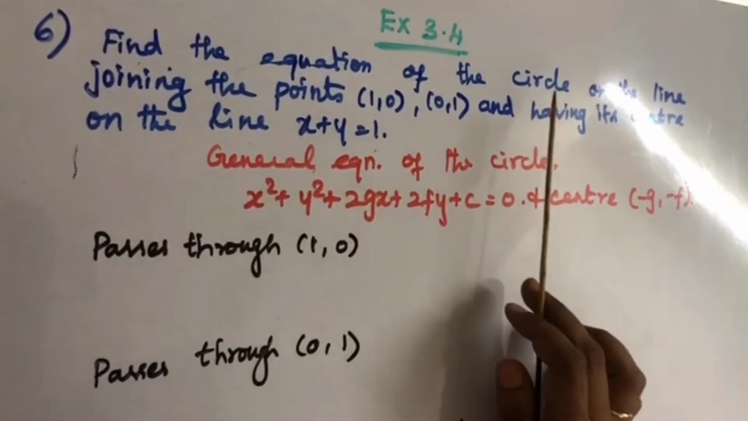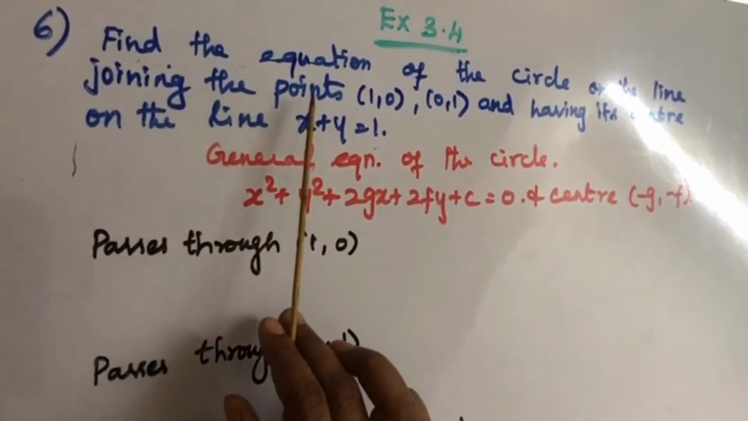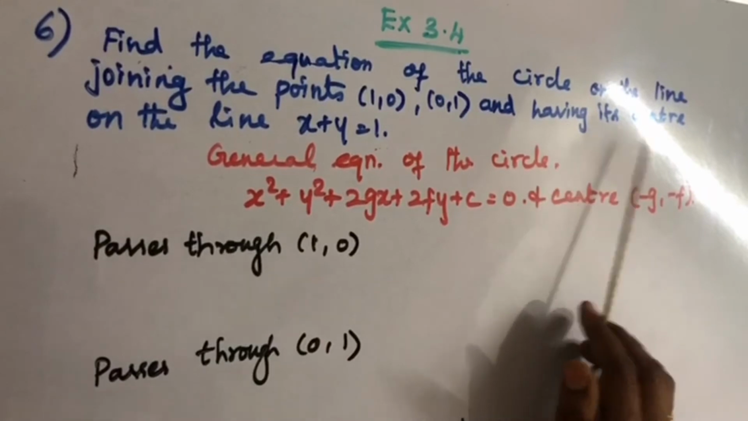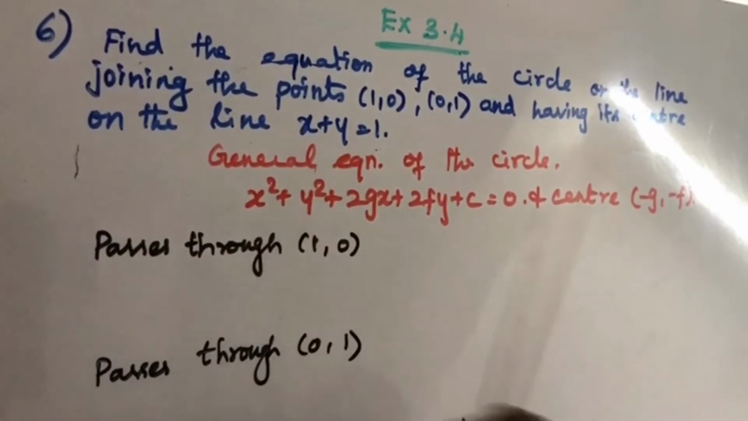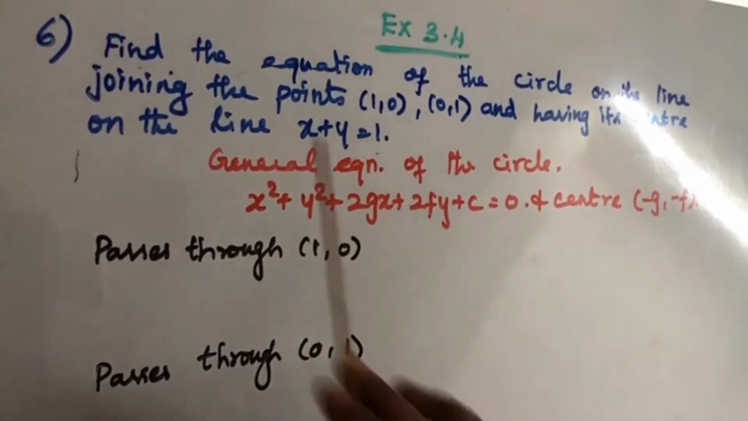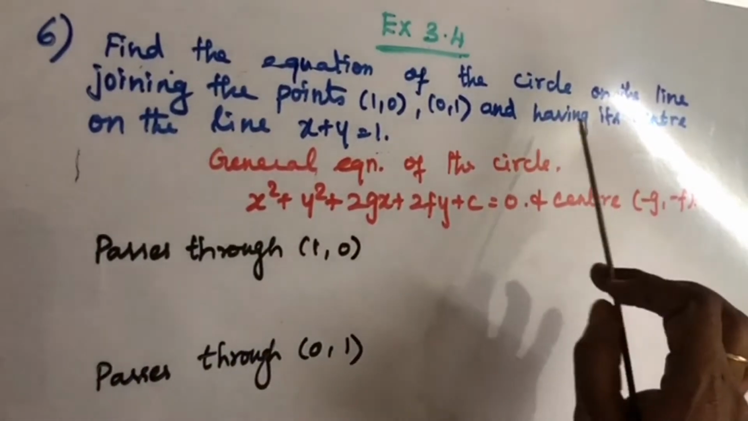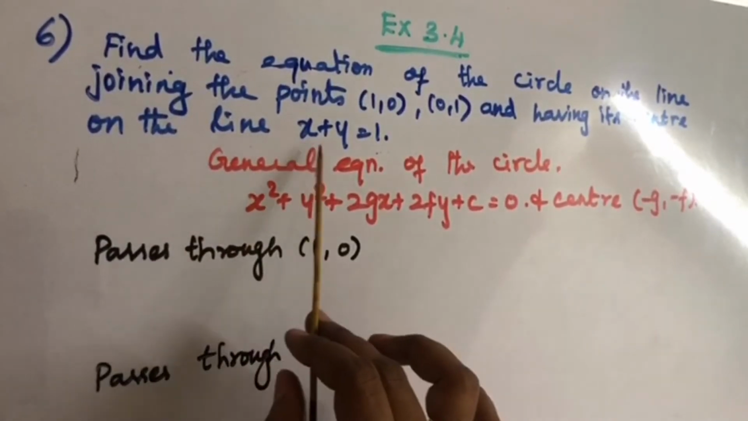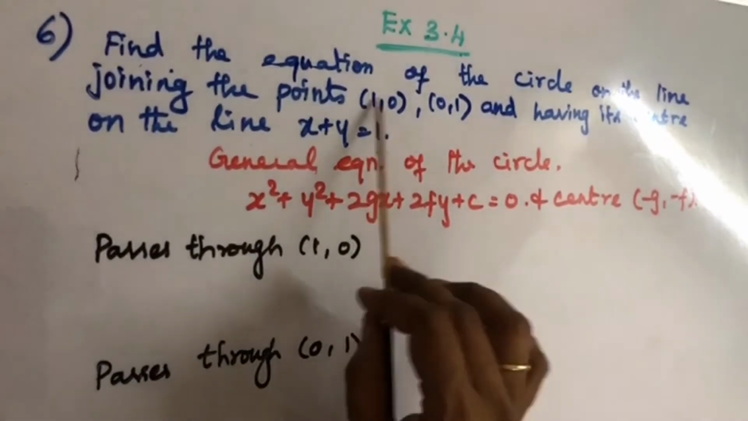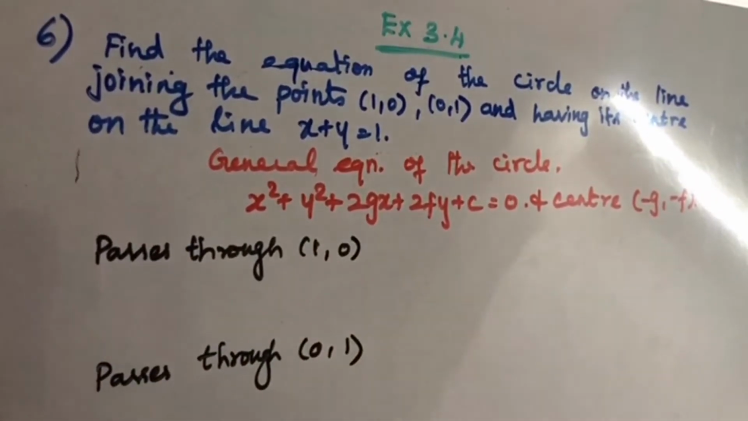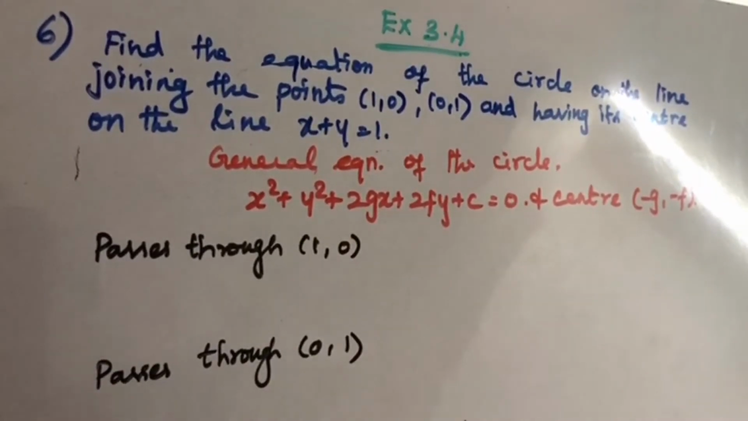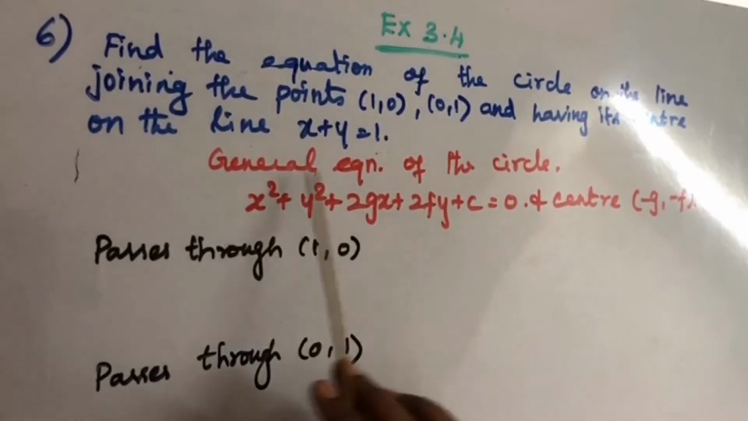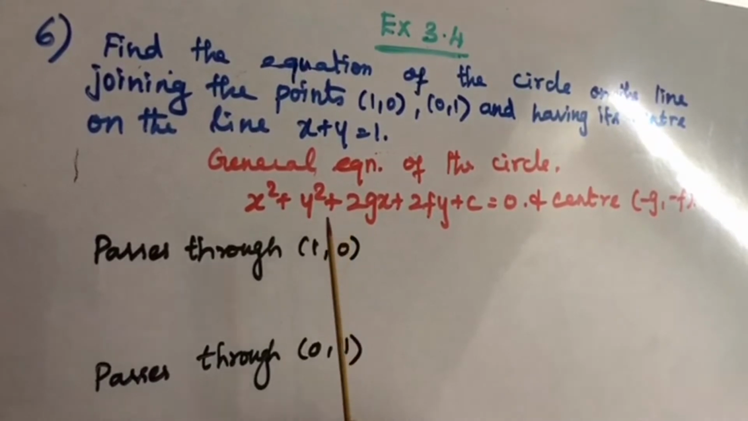Find the equation of the circle on the line joining the points (1, 0), (0, 1) and having its center on the line x plus y is equal to 1. So we have to find the equation of the circle, and the circle passes through these points (1, 0), (0, 1), and its center is on the line x plus y is equal to 1, and these 2 points are also lying on the line. If the center is not given, we have to find the equation of the circle, we use the general equation of the circle formula.